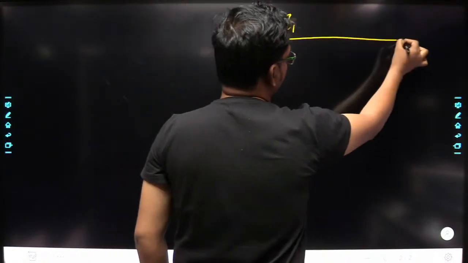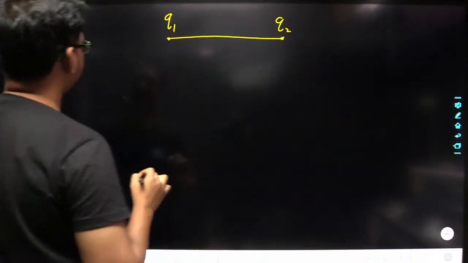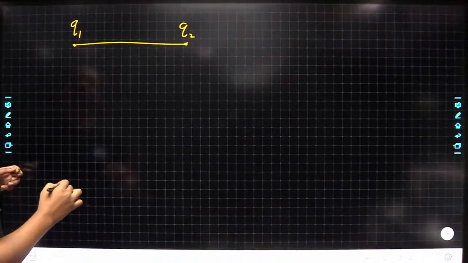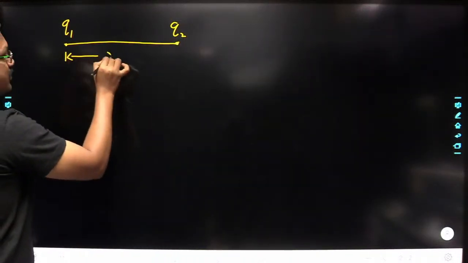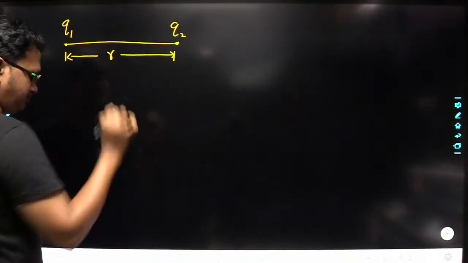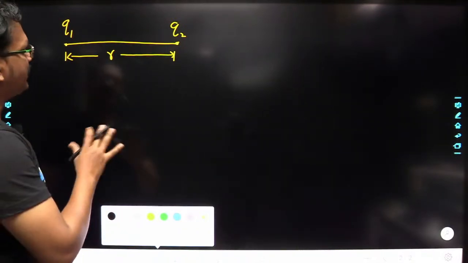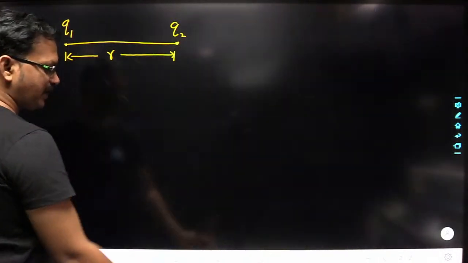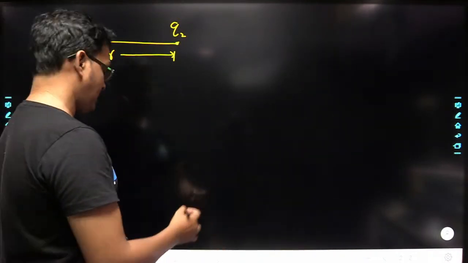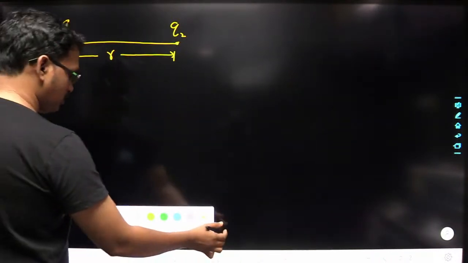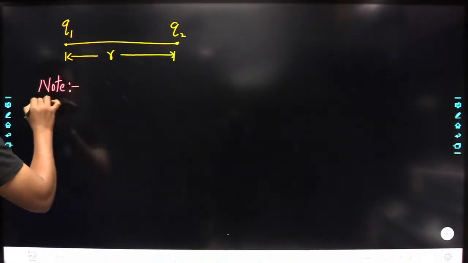If you are having 2 point charges q1 q2 separated by a distance r, now I have told you how to write the magnitude. Now I will explain how to write the direction. Make a note here always. This note is very, very important.